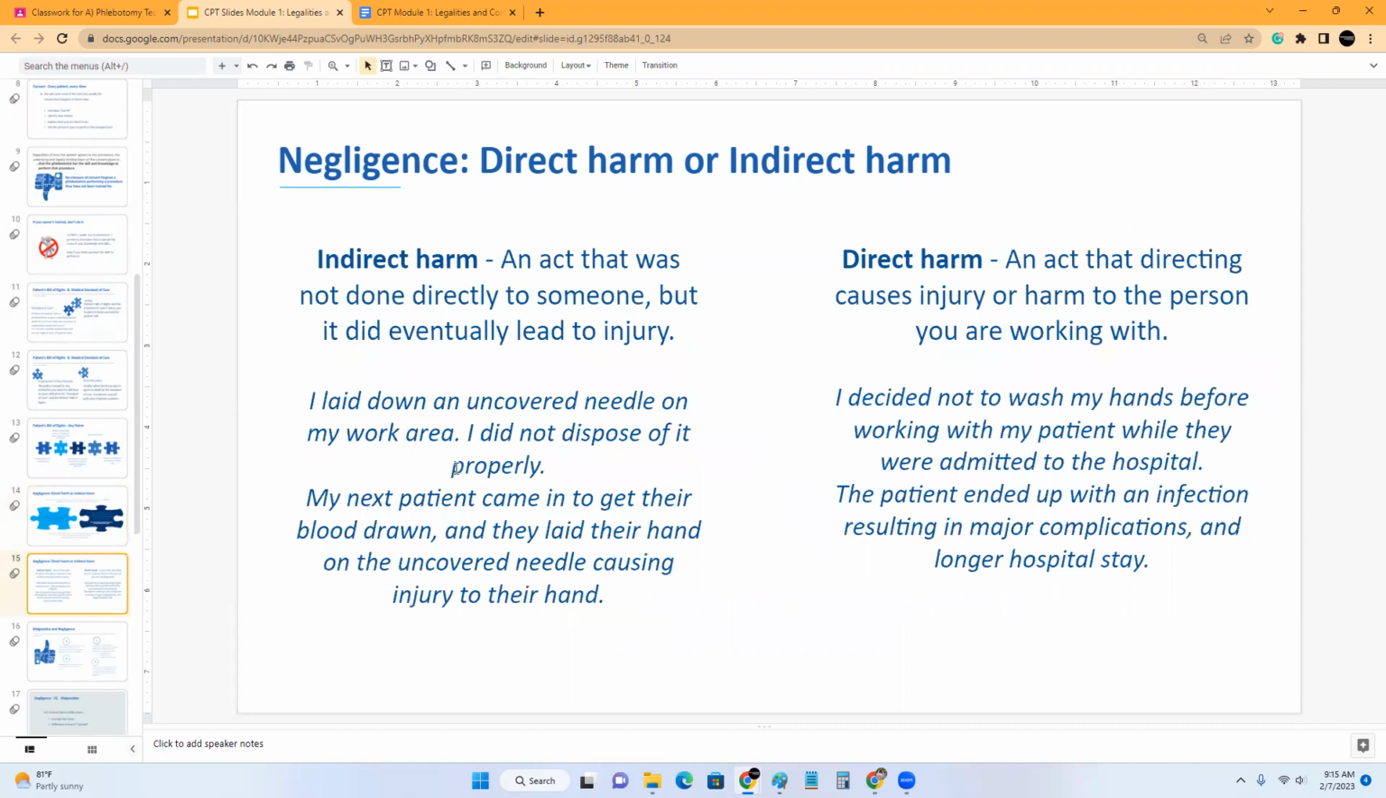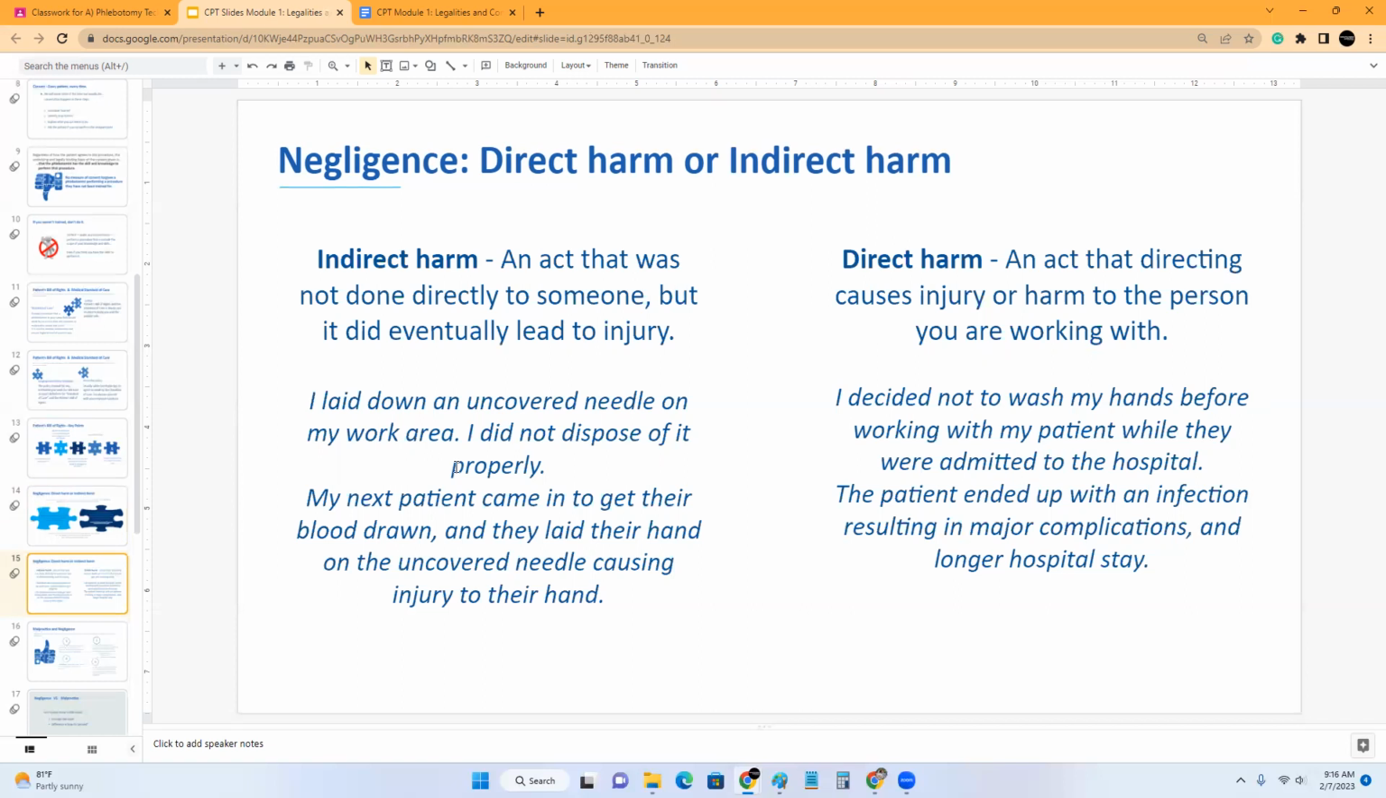So, for a little more on indirect and direct harm situations. Indirect harm is an act that was not directly done to someone, but it did eventually lead to an injury. So I laid down an uncovered needle in my work area. I did not dispose of it properly. My next patient came in to get their blood drawn, and they laid their hand on the uncovered needle, causing injury to their hand.